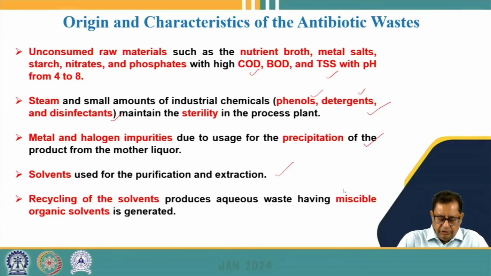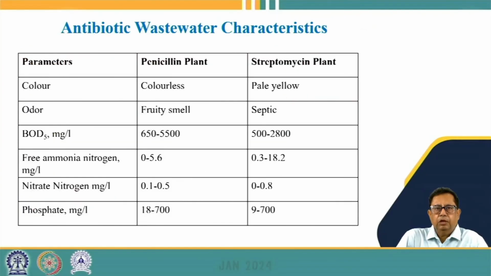Similarly, the recycling of the solvents also leads to the formation of miscible organic solvents, and they find their way into the wastewater. So the antibiotic waste characteristics, if we talk about the penicillin plant, may be colorless with a fruity smell, and the BOD may be quite high. For example, BOD5 may be between 650 milligrams per liter to 5500 milligrams per liter. Similarly, free ammonia nitrogen may be there.